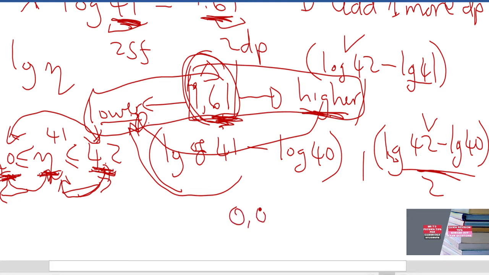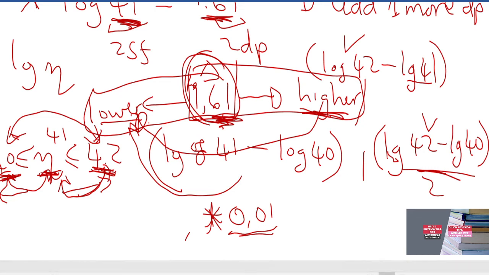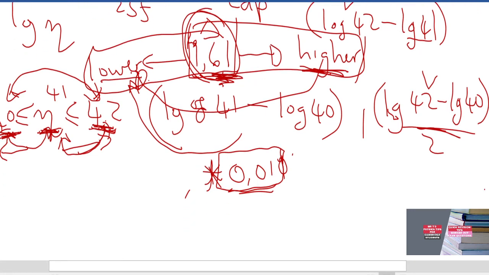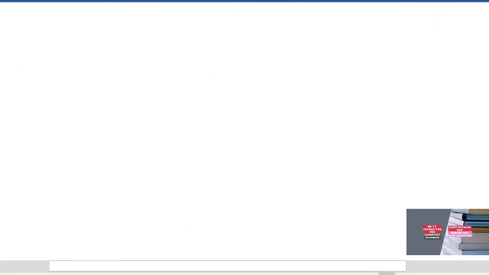So 0.01. Now, in this particular question, remember, absolute uncertainties are stated to 1 SF all the time. That's what I always recommend. But in this paper, they don't mind if you use 2 SF there. I always urge my students to use 1 SF, but they don't penalize you for using 2 SF. So now this is going to be the error bar that you're going to plot.